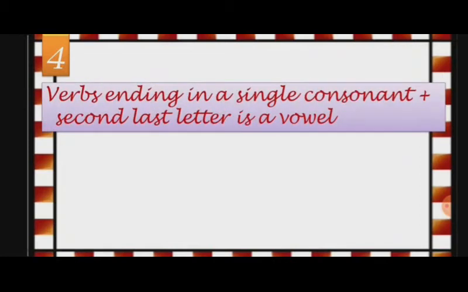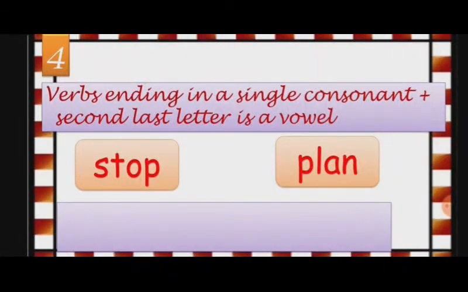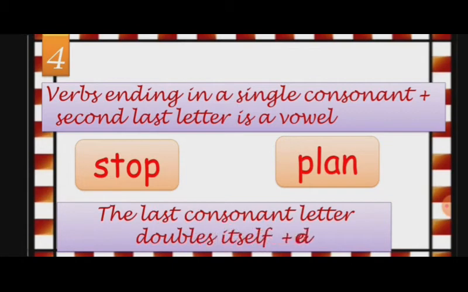Now let us take the fourth rule. Verbs ending in a single consonant plus second last letter is a vowel. For example, stop or plan. In these verbs, the last consonant letter doubles itself, and then we need to add ed. Let us see how to do it.